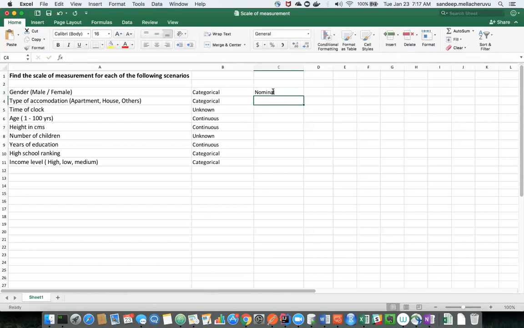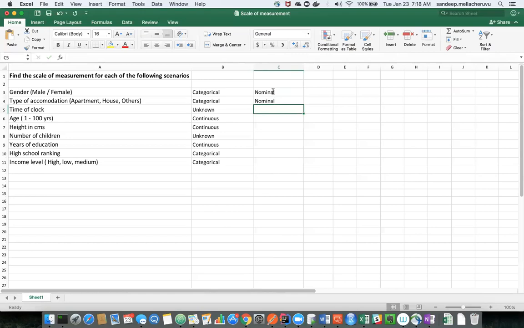What about type of accommodation? Ordinal. But ordinal needs ranking, right? Yes, there is a comparison. Ranking is possible. Is ranking there? Is apartment greater than house greater than others? Is it the case, or it could be anything? No. So my guess is it's nominal only. This is also nominal, yes.